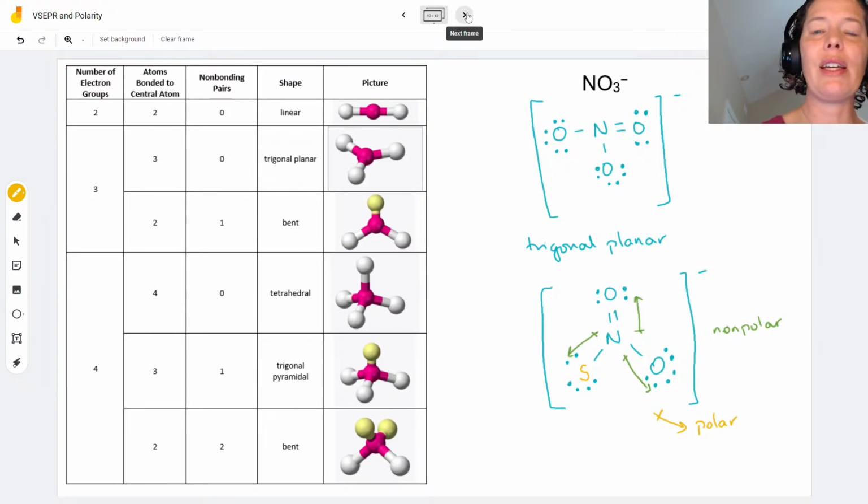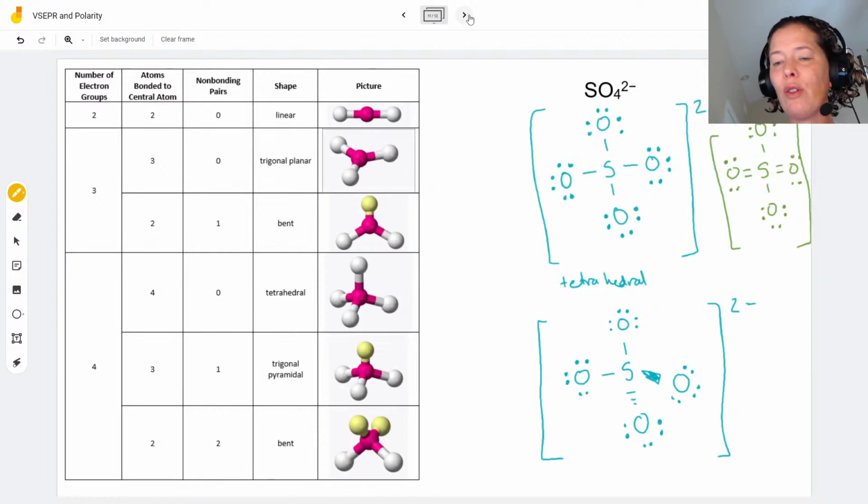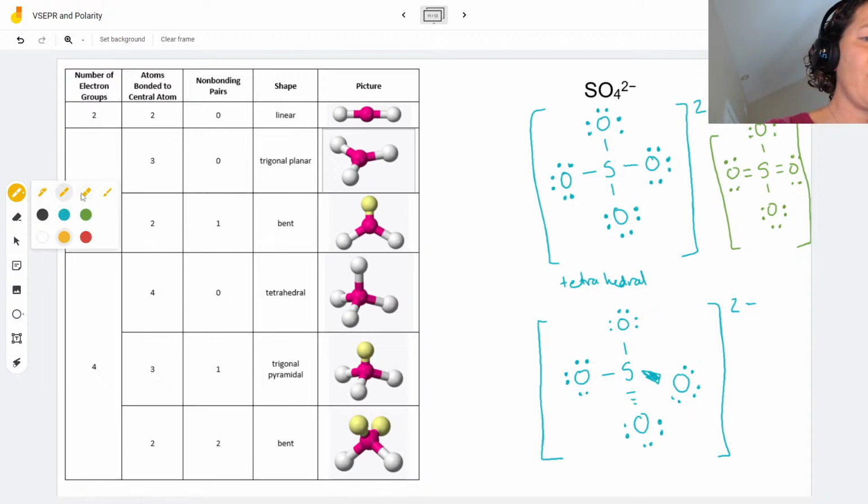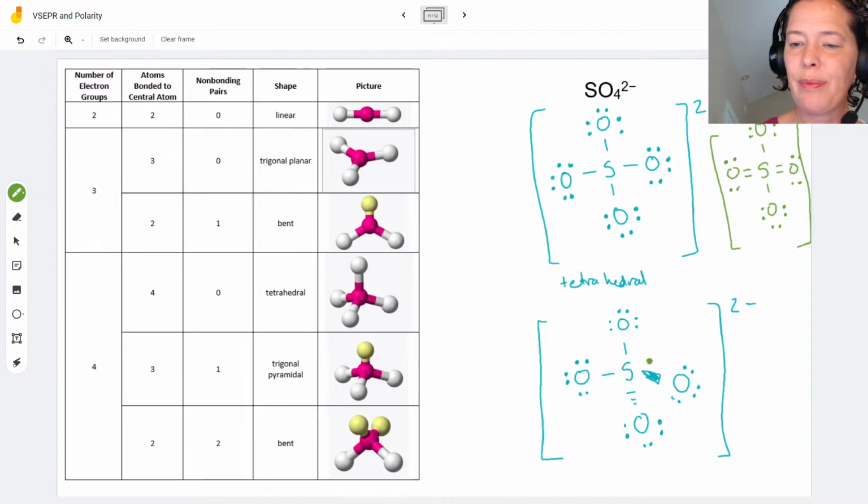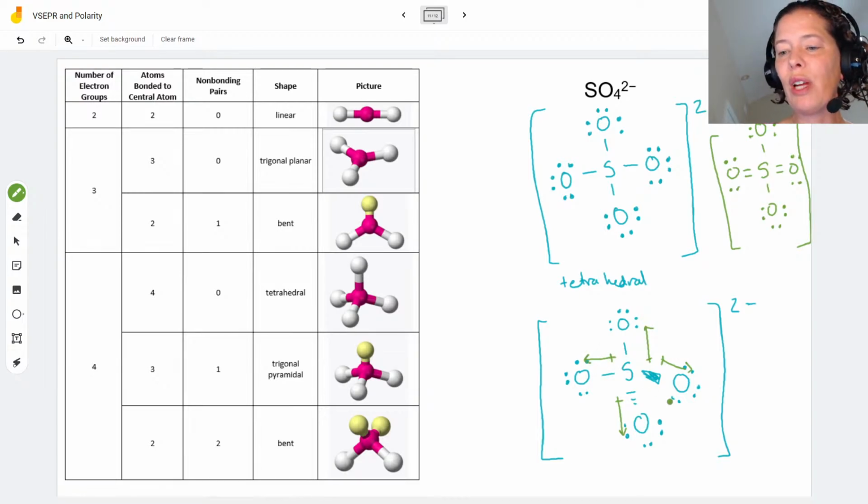Great, I think we've got time for one more. Let's go ahead and do, well, sulfate is an easy one because it's tetrahedral. So oxygen is more electronegative than sulfur. And because we have a symmetrical molecule, or again, you can think of having four friends of equal strength, this is going to be nonpolar overall.